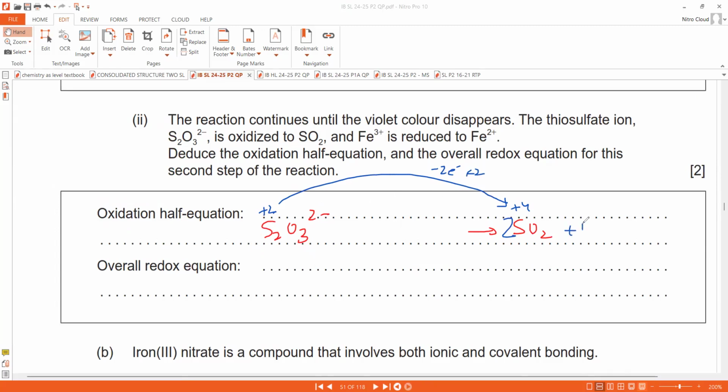So 4 electrons lost, I will write on the right hand side. Electrons gained should be written on the left hand side. Electrons lost should be written on the right hand side. Okay, so the main thing is done. Just balancing oxygen and hydrogen.